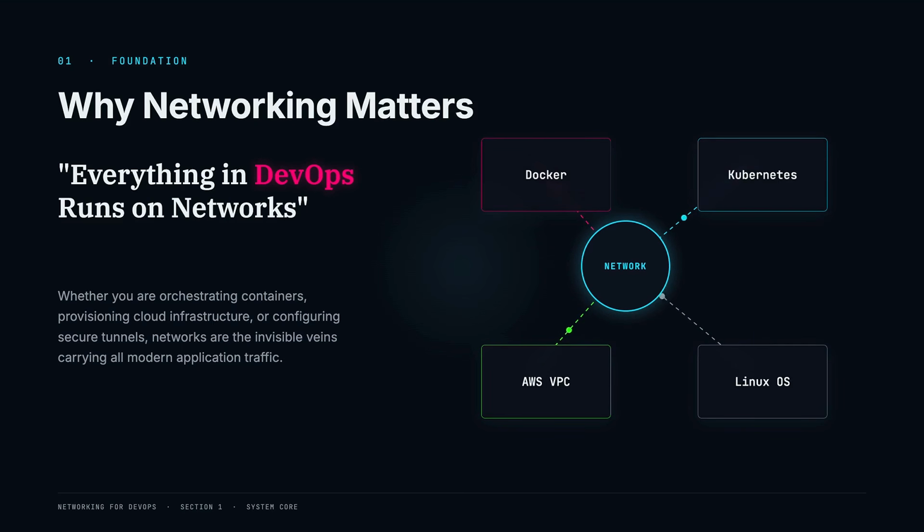A container cannot reach a database, that is networking. A Kubernetes service is inaccessible, that is networking. An EC2 instance cannot connect to the internet, that is also a networking issue. So if Linux is the language of DevOps, networking is the nervous system. Everything communicates through networks only.